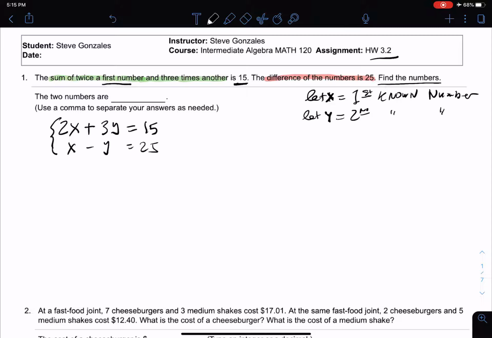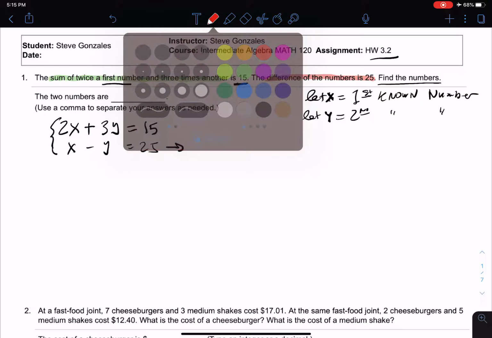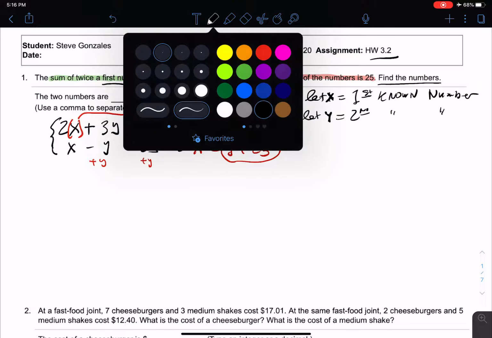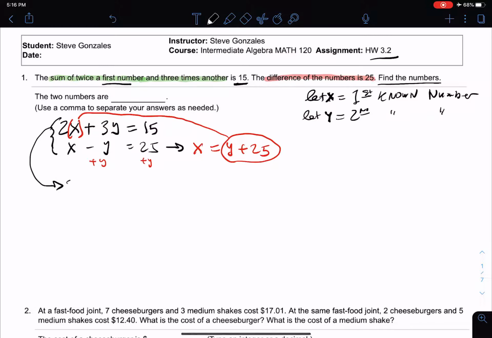So I'll go ahead and solve for x. I think I'm going to use red so I can show my substitution a little better. What I'm going to do is add y to both sides. This gives me x equals y plus 25. Now, if x equals y plus 25, that means if I put in y plus 25 for x in the other equation, remember we always have to use both equations, I'm still going to have a true statement, which says 2 times x plus 3y equals 15.